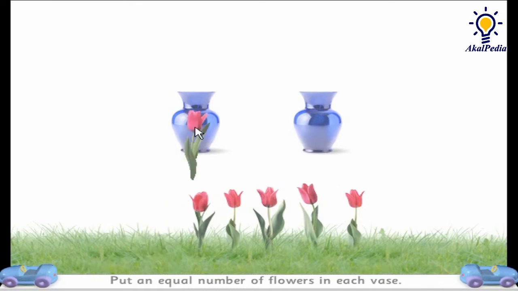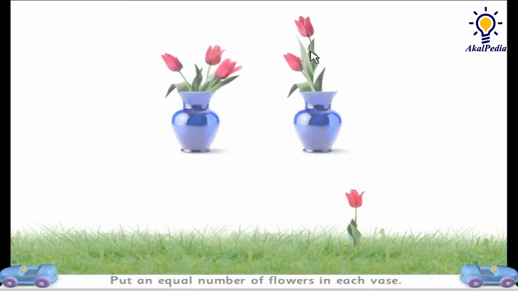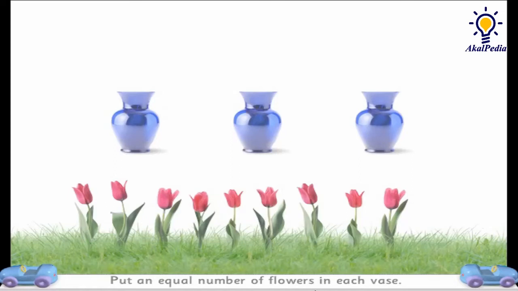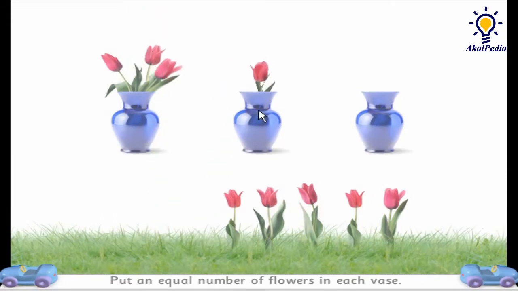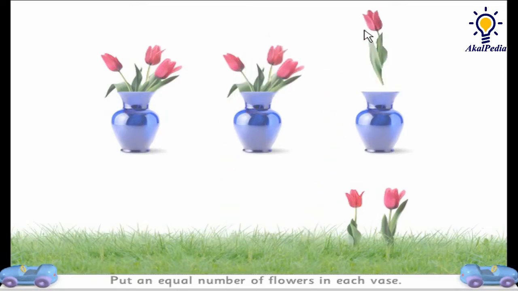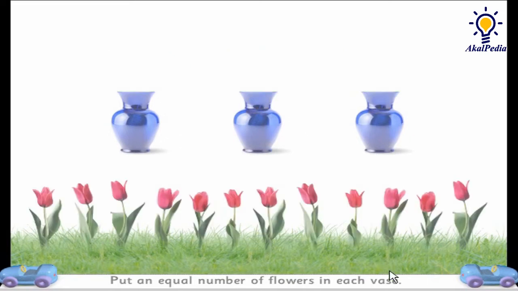1, 2, 3, 4, 5, 6. Dibagi 3, 3. Put an equal number of flowers in each vase. 1, 2, 3, 4, 5, 6, 7, 8, 9. Bagi 3, 3, 3. Put an equal number of flowers in each vase. 1, 2, 3, 4, 5, 6, 7, 8, 9, 10, 11, 12. Bagi 3, 4, 4.